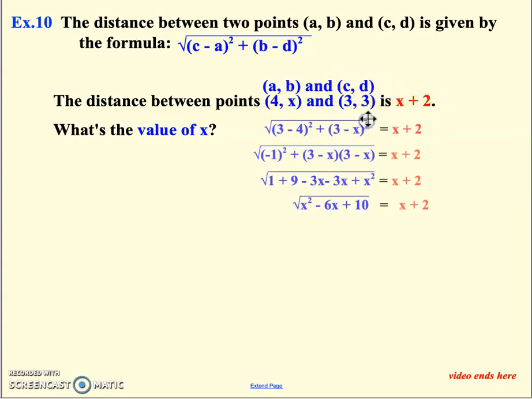Now, I want to create kind of an equation out of that. And I'm going to go in lumps of work here. So what I'm going to do is I'm plugging in. I took my 4, x, 3, and 3, and I plugged them into here. So you'll see my first one is 3 minus 4. There's my c minus a. And then my second one is 3 minus x. There's my b minus d. Whatever they are, right? Don't be concerned about this being x here. And then there's an equal sign, and then there's the distance. So this expression produces a distance.